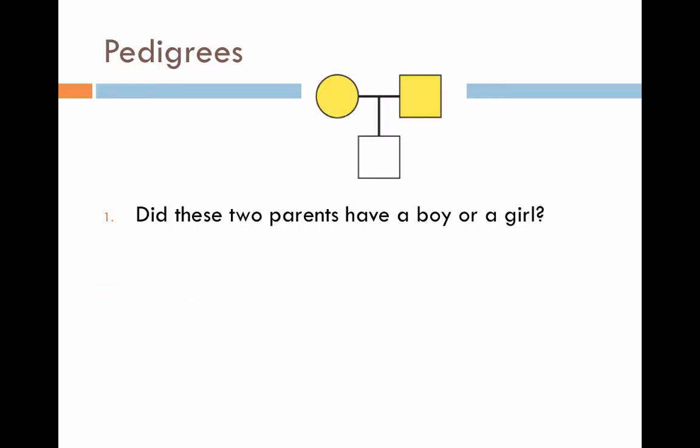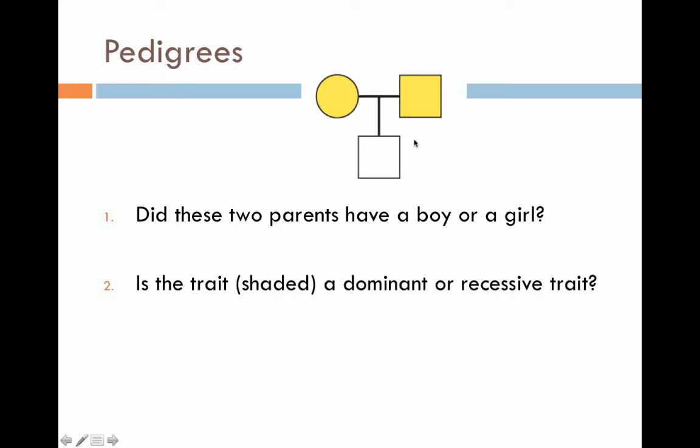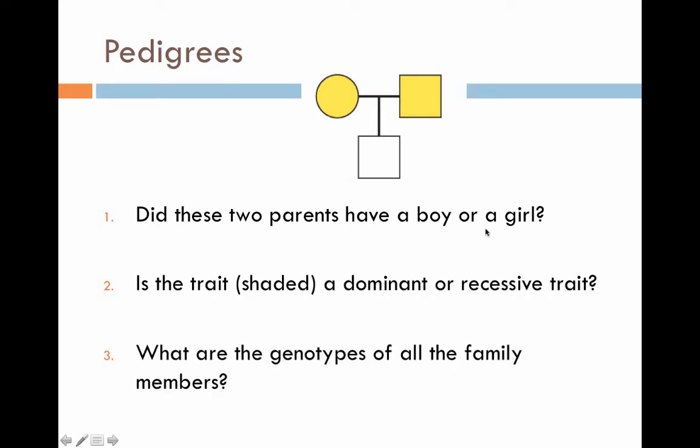Did the parents have a boy or a girl? Looks like it's a square, so it must be a boy. Is the trait dominant or recessive? Well, if the trait is recessive, this parent would be little a, this one would be little a, and the only possibility of the kid, if you were to do a Punnett square, would be little a. But the kid isn't shaded. The kid doesn't have the recessive disorder. Therefore, it is not a recessive trait. It must be a dominant trait.